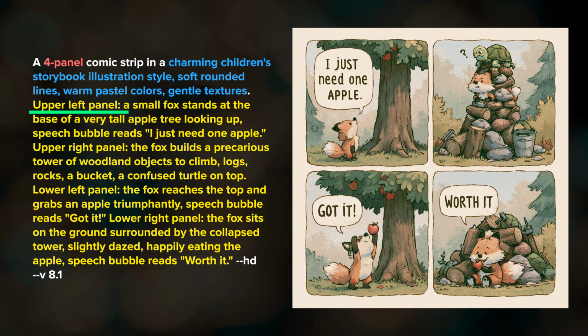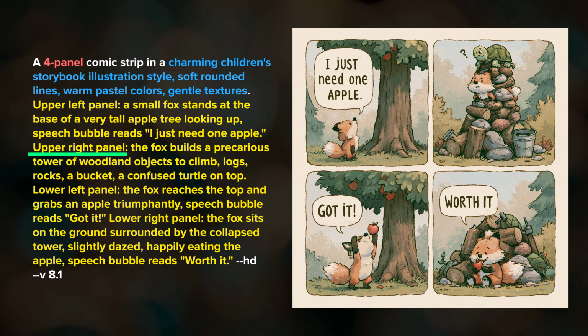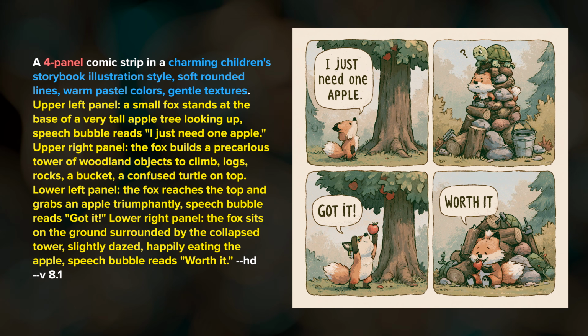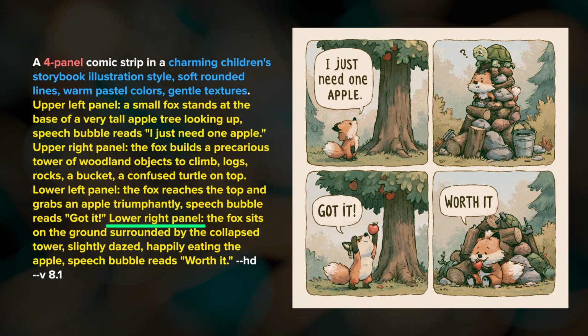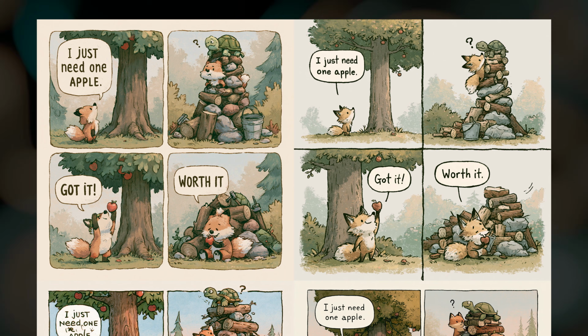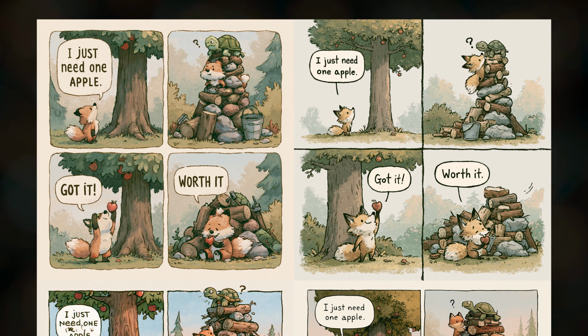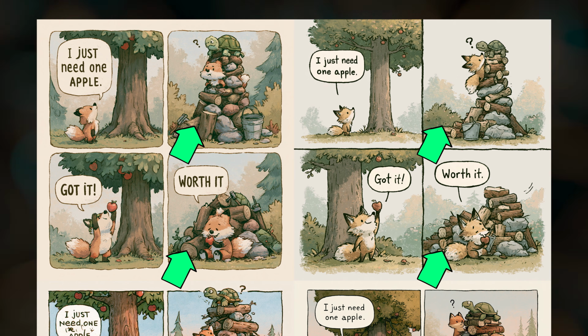Next, we have a 4-panel example in a children's storybook style. A fox looks up at an apple tree, builds a precarious tower of woodland objects, including a very confused turtle on top, climbs up, grabs an apple, and then the whole thing collapses, but the fox enjoys its apple. Or at least that's what's supposed to happen. Here's the first set of results. Not too bad, but the pile of woodland objects isn't always under the tree in every panel, which is important for the story to make sense.